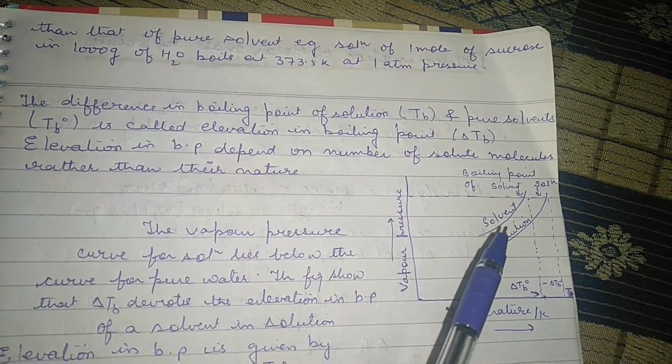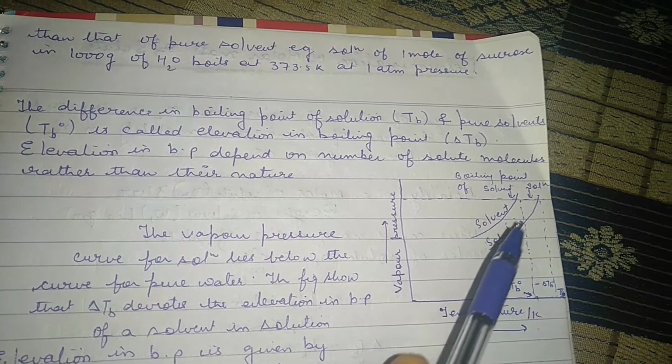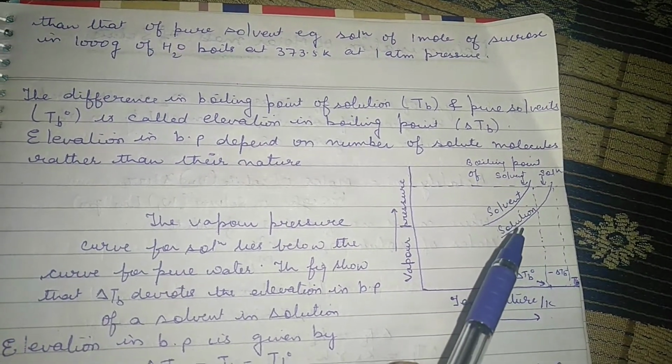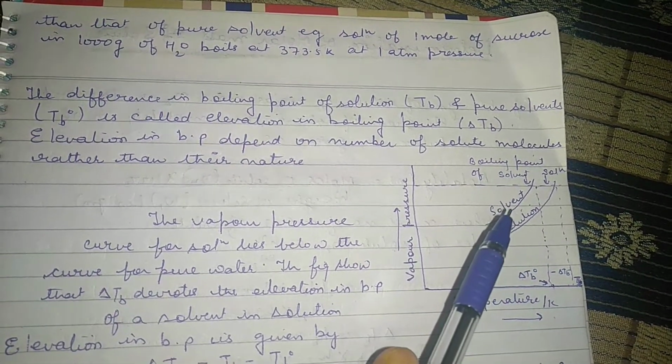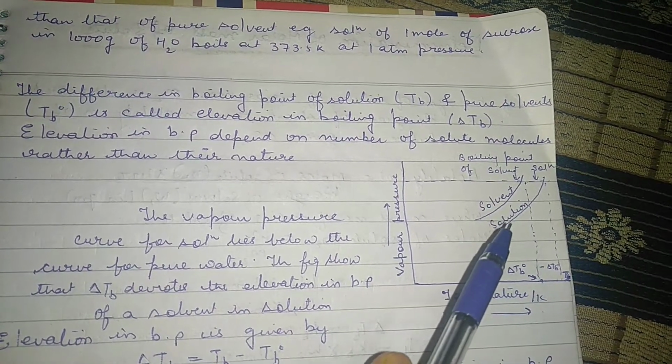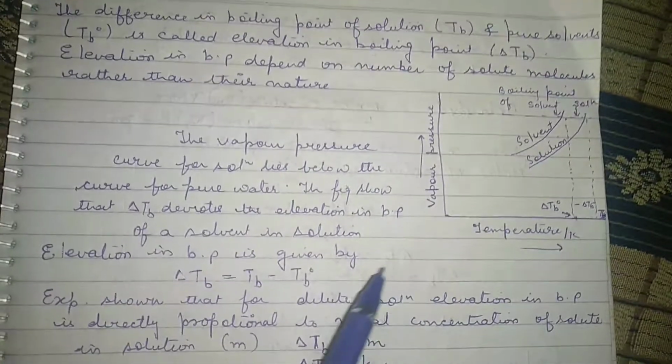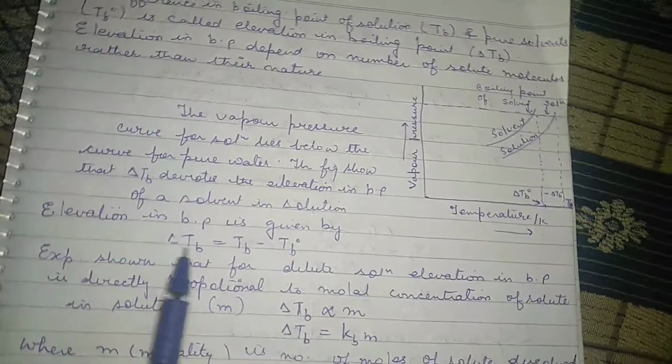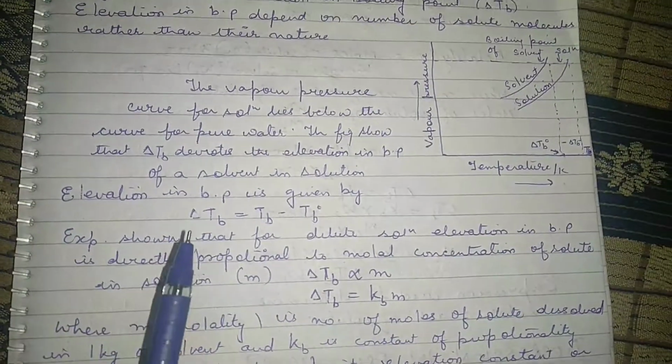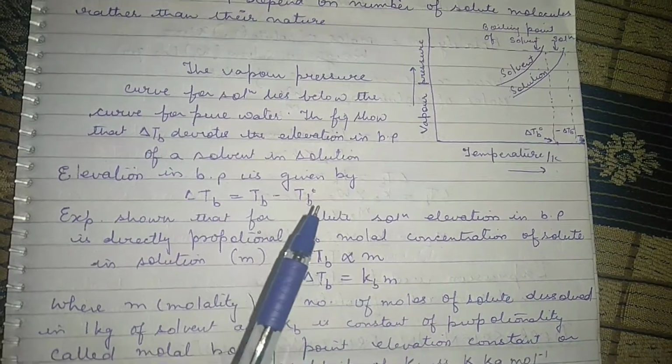So here you can see there is a difference in the boiling point. Okay, ये आपका pure solvent का है, this one is that of the solution. Okay, so there is an elevation in the boiling point. So elevation in boiling point is equal to TB minus TB naught.